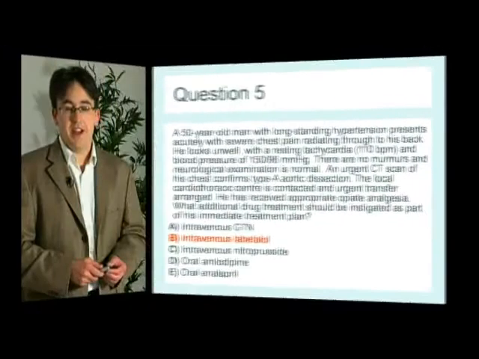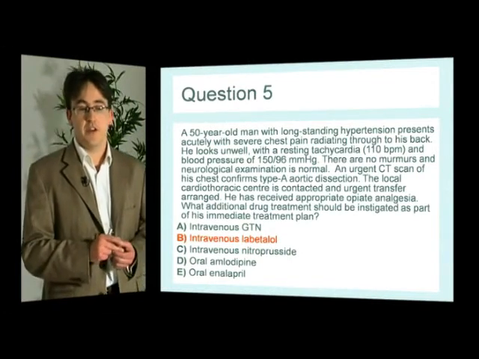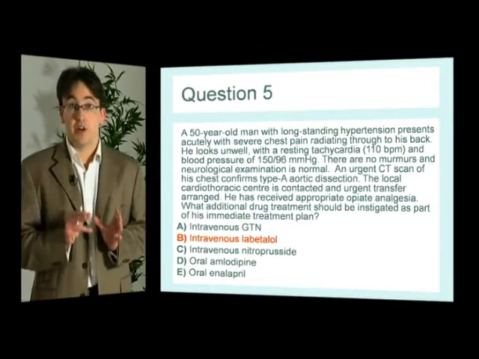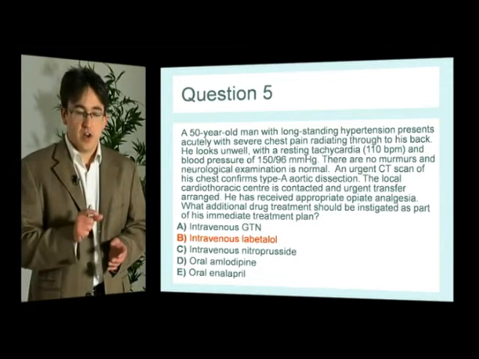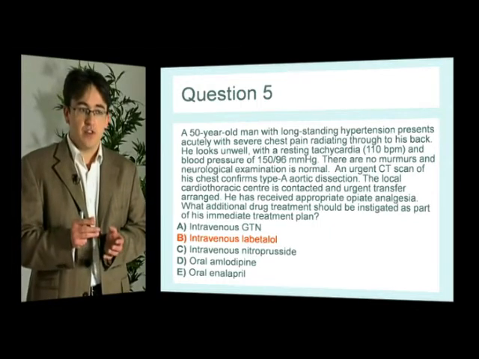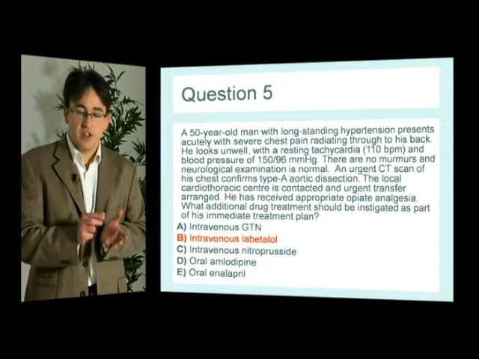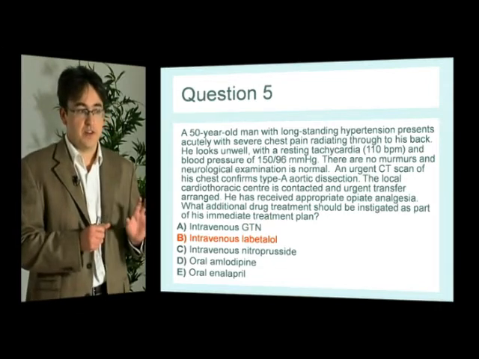If you answered B, labetalol, you're right. One of the most important things you can do in the treatment of acute dissection is to ensure that blood pressure is well controlled. Ideally, you want an agent with a short half-life which works quickly and its effect can be regulated dynamically, and also one which reduces the cardiac contractility. Clearly on the list here, labetalol is your first-line drug.